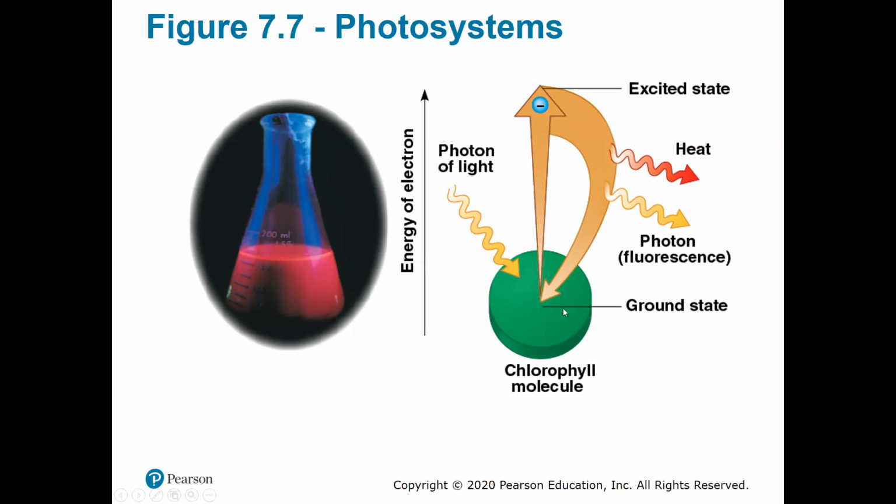And that electron is going to jump from a ground state to an excited state. Okay? So the more energy that electron has, the further away it can jump, travel away from the center of that chlorophyll, from the ground to the excited. And then as it starts to lose energy, it will drop back down to the ground state. As it loses energy, it either releases its energy as heat or as light.